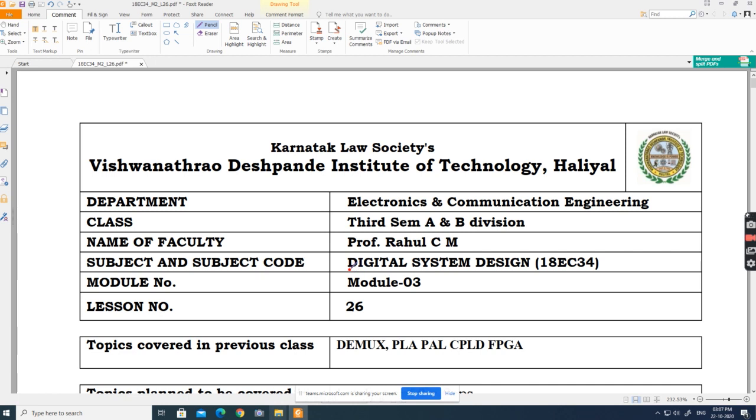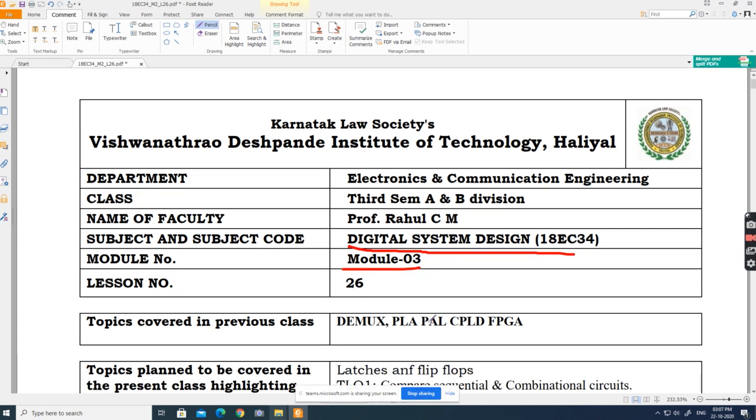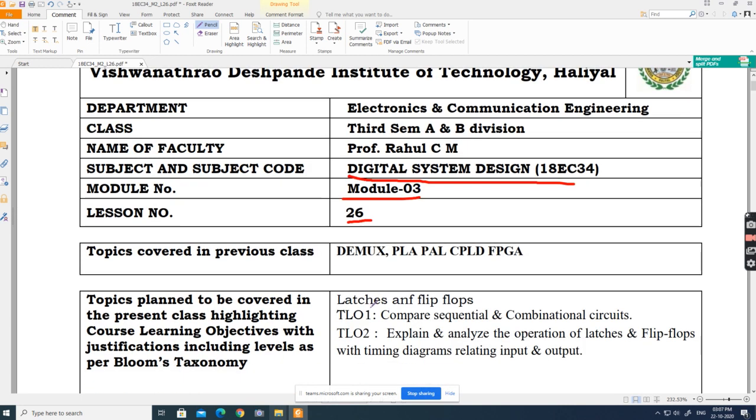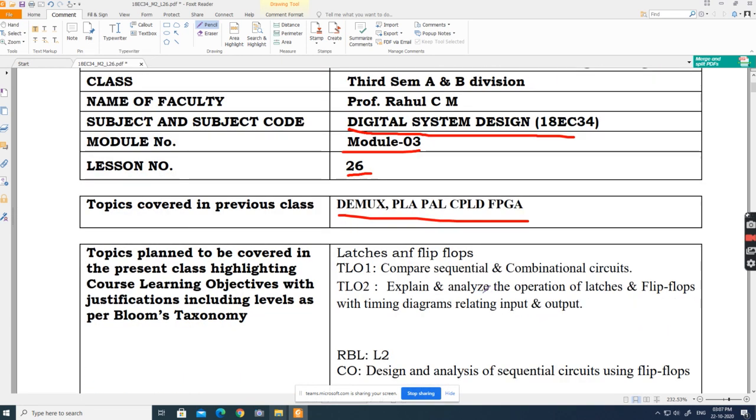So in this lecture, we'll discuss module 3, which basically deals with latches and flip-flops. We are in lesson number 26. In the last class, we discussed these topics, and in this one, we will discuss latches and flip-flops.